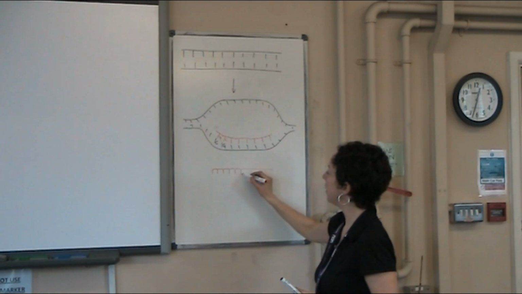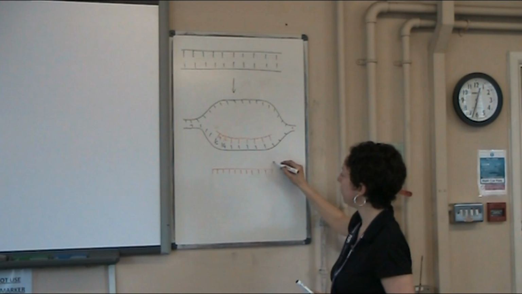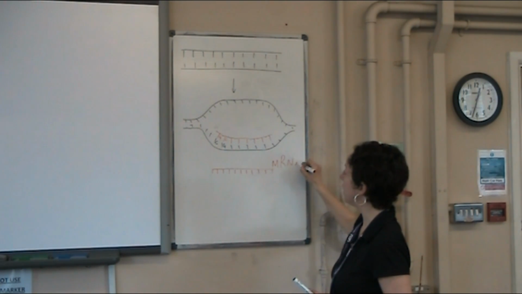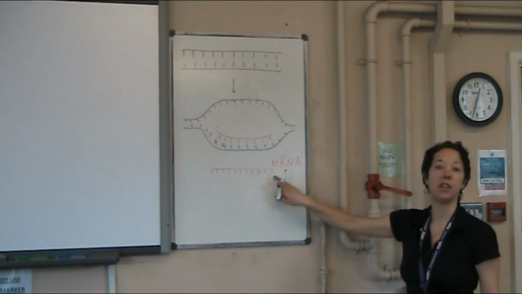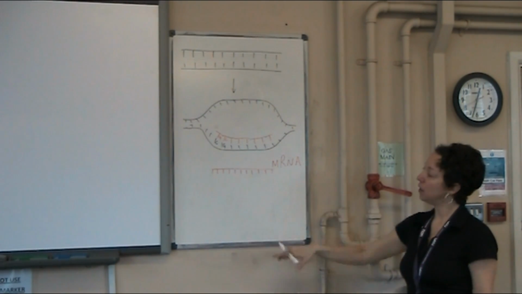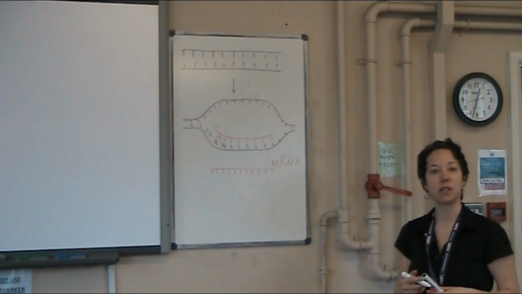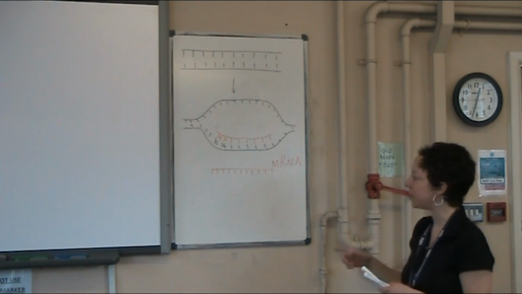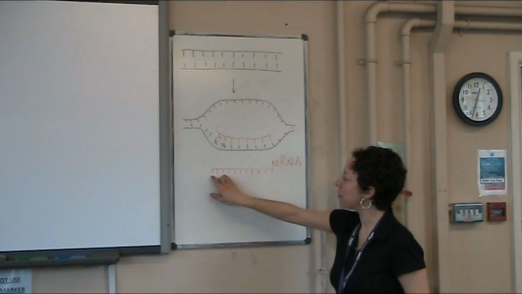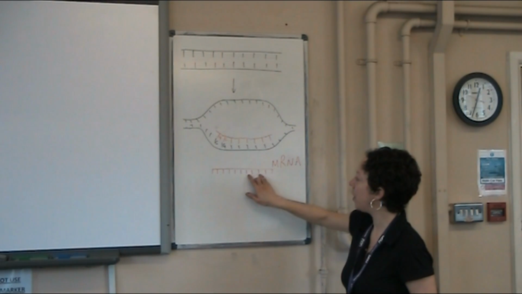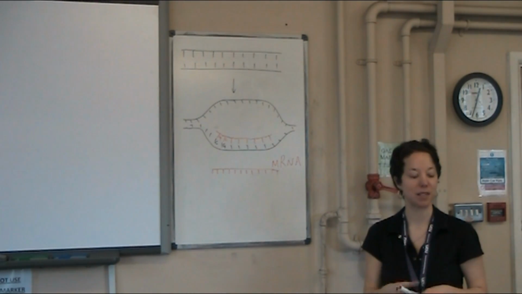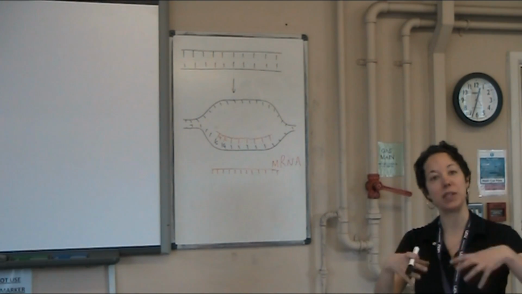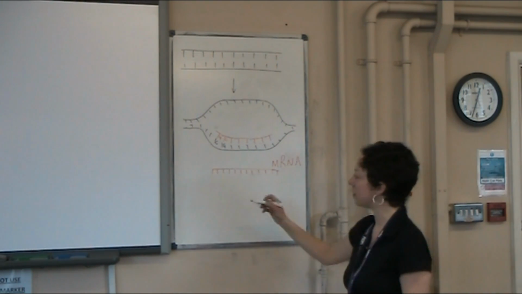So this is our messenger. We call it M for messenger RNA. It's carrying the code, it's acting as a messenger. Off it goes to the ribosome, into the cytoplasm, and it attaches to the ribosome, and every 3 bases codes for 1 amino acid. And of course, amino acids are the building blocks of proteins.